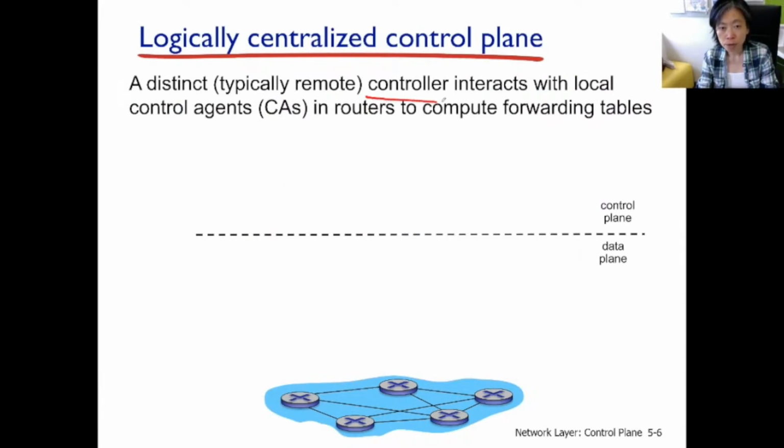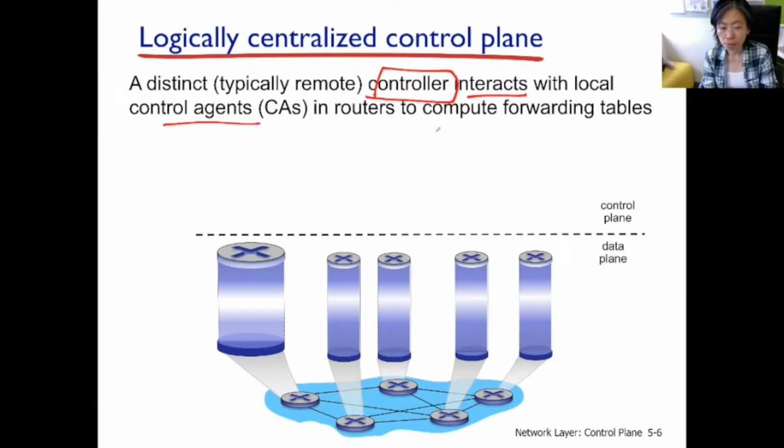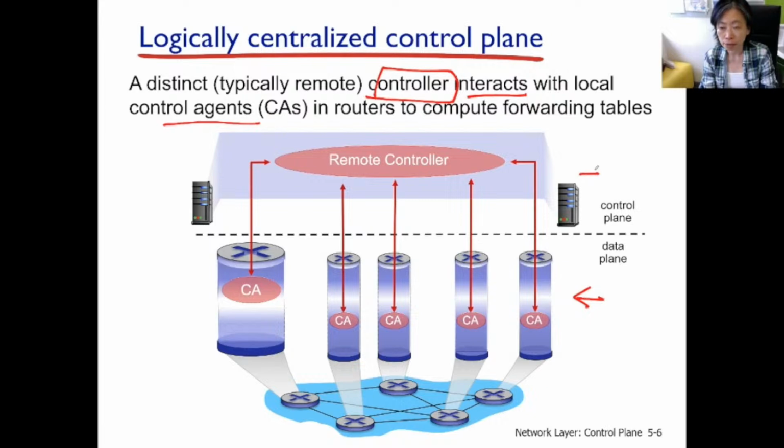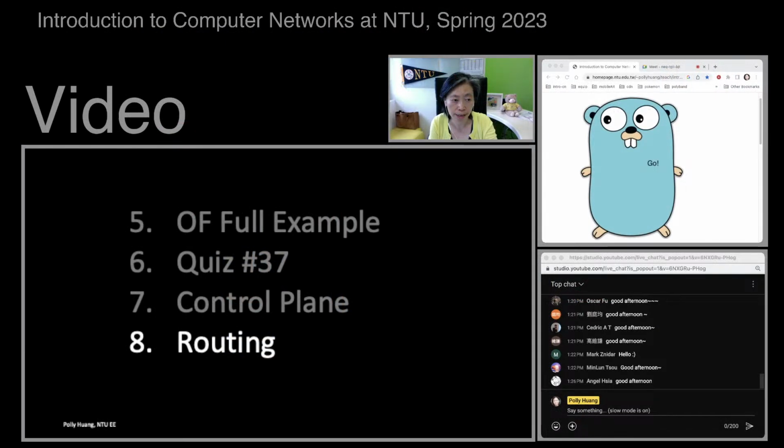There's going to be a remote controller there, doing all the computation and then interacting with the local control agent to install these forwarding tables, or more precisely, flow tables. So the router, in the data plane here, has this control agent, and then at the control plane, we have powerful machines running the remote controller. The remote controller interacts with the CA, setting up these flow tables. All right, so a quick review.